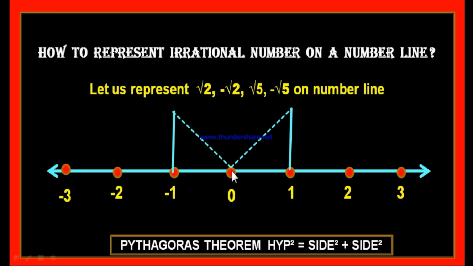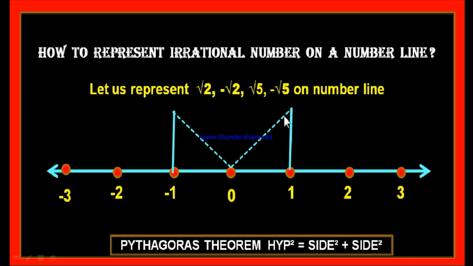If we join this point 0 to this end, then it becomes a right triangle. In this right triangle, this side is equal to 1 unit as the distance from 0 to 1 is 1. And also we draw this line segment with 1 unit only. This is 1 unit and this is 1 unit. Then in this right triangle, this is the right angle.